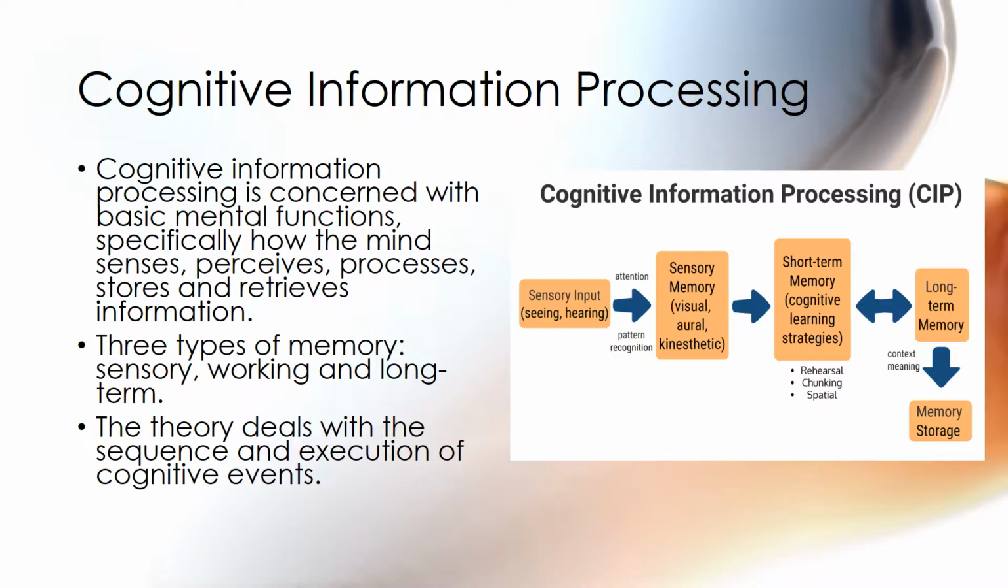Cognitive information processing is concerned with the basic mental functions, mainly how we sense, perceive, process, store, and retrieve events and information. The components of memory proposed by this theory are the sensory register, short-term or working memory, and long-term memory.